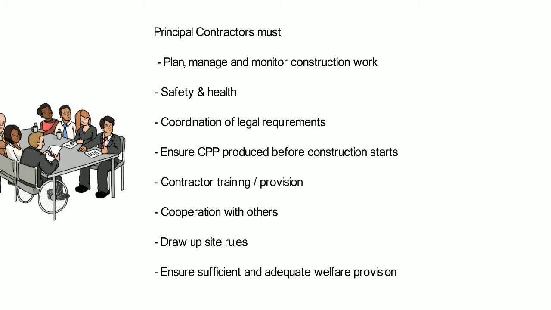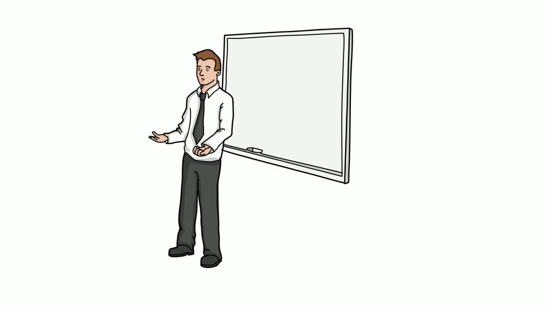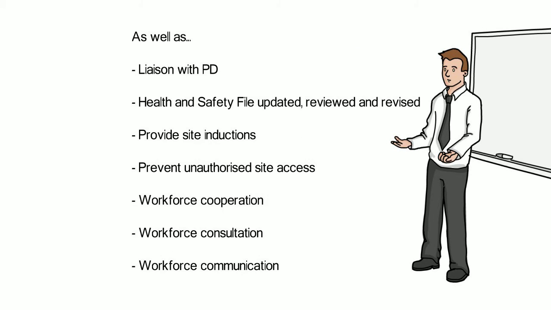It is also the duty of the principal contractor to draw up site rules so that everybody is aware of the dangers and limitations on site. The principal contractor must ensure that the welfare facilities comply and that they are fit for purpose, and this must be done throughout the whole of the construction phase. In addition, they must liaise with the principal designer for the duration of the project, and also particularly regarding any information which is needed to prepare the health and safety file, or that may affect the planning and management of the pre-construction phase.